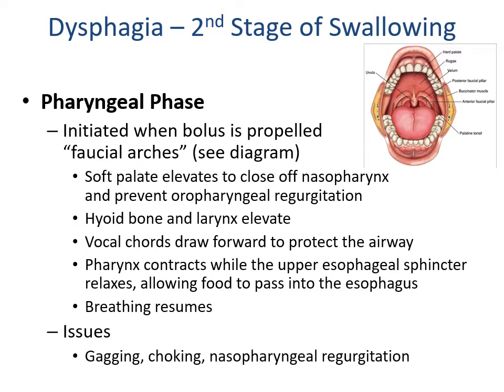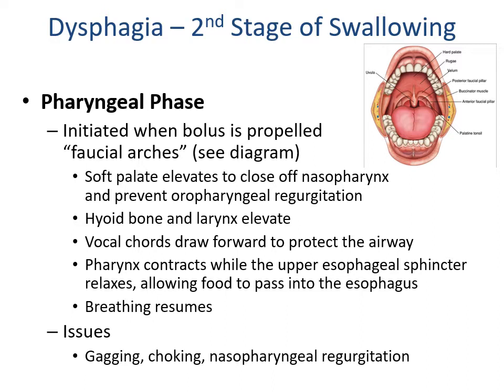The hyoid bone and larynx elevate. The vocal cords draw forward to protect the airway. The pharynx contracts while the upper esophageal sphincter relaxes, allowing food to pass into the esophagus. After the food has passed into the esophagus, breathing can resume.